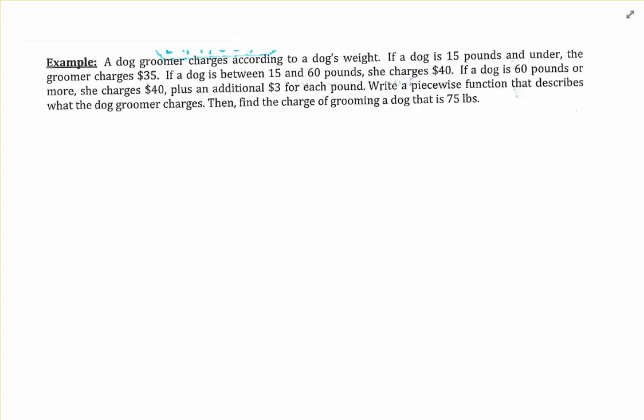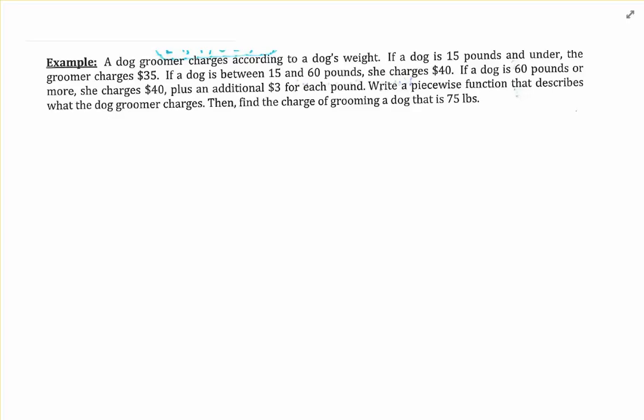All right, and then a third and final rule is underway. It says if a dog is 60 pounds or more, she charges $40 plus an additional $3 for each pound. I want to let you know right away that for each pound, that is in addition to the 60 pounds. All right, so that's a kind of a key idea with how we'll write one of the rules. All right, so we're tasked with the following. Write a piecewise function that describes what the dog groomer charges, and then we're going to apply it to find the charge of grooming a dog that is 75 pounds.